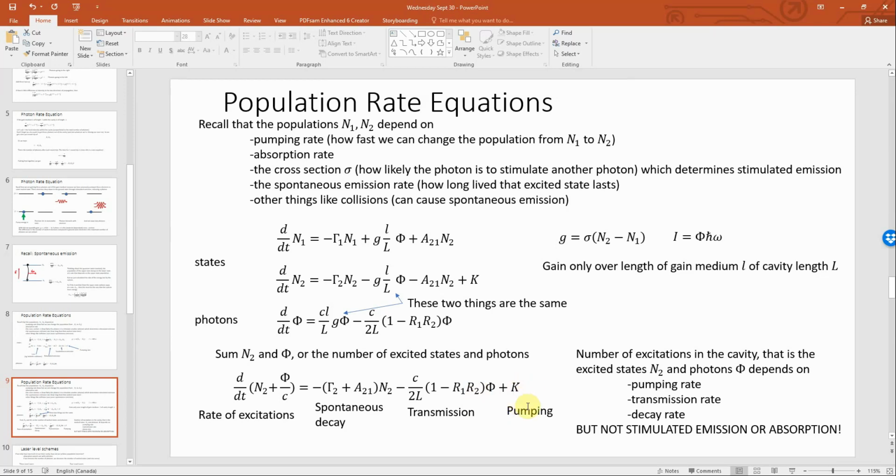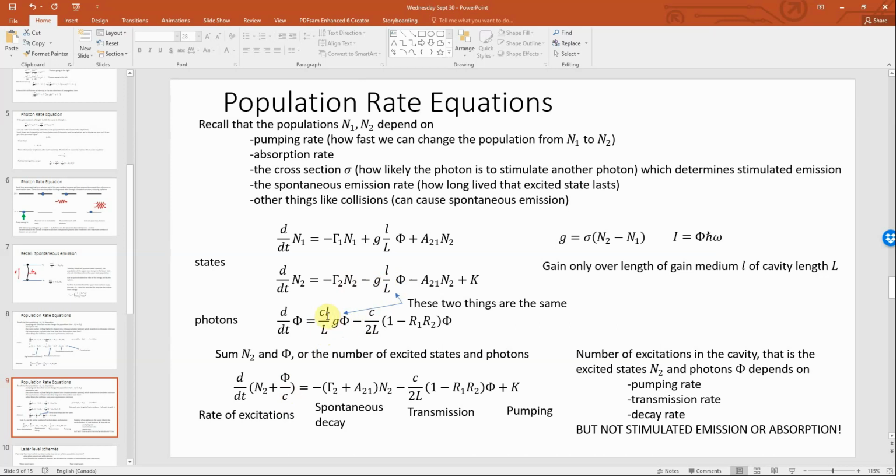And so that means the number of excitations in the cavity, the number of excited states and photons, phi, depend on the pumping rate, K, the transmission rate, or this loss rate from the mirrors, and this decay rate, which is some spontaneous decay. But it turns out that if you actually look at these, you have this G L over L phi, and you have C L over L G phi here. And so, of course, we're dividing by phi by C. We get out that these two things are the exact same.